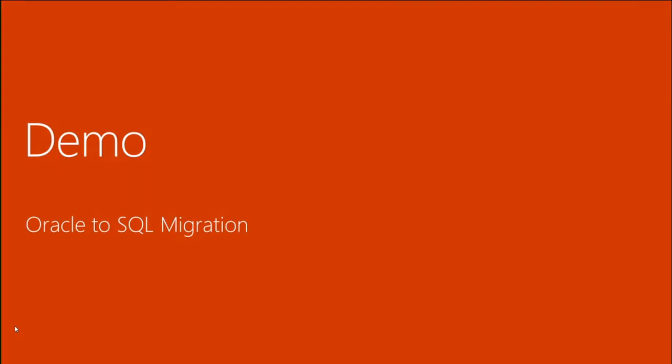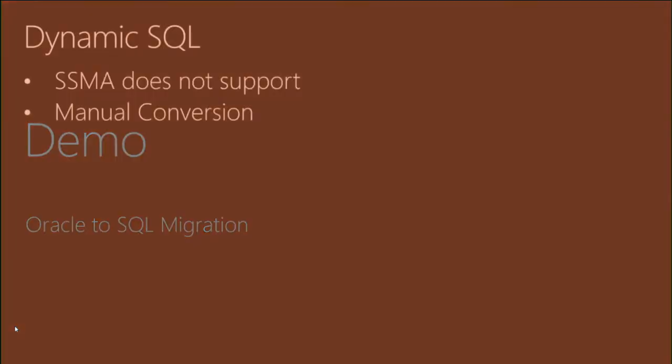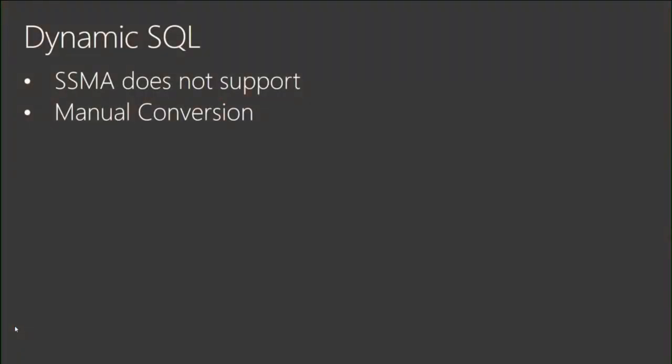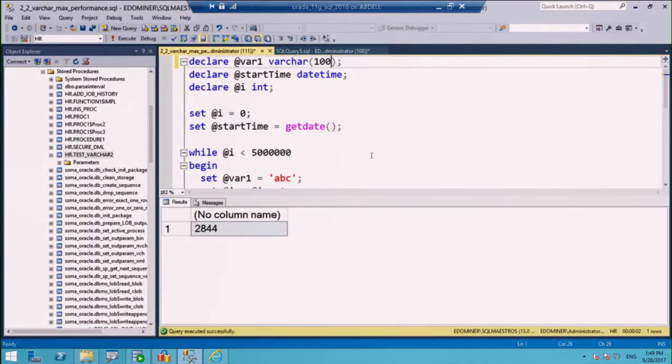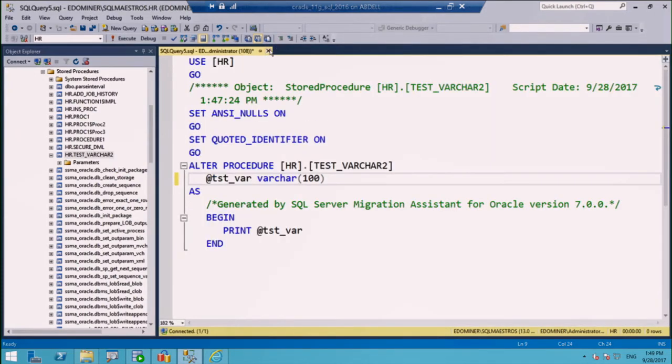So date time, interval data type, those are the manual things that you need to do, then we dealt with varchar. Next is dynamic SQL. Now SSMA obviously has no support for dynamic SQL, for the simple reason that the code is not known until runtime. So it will just comment it out, convert the execute immediate to an execute statement of SQL, and then you have to deal with it manually. Okay. So here is another demo for dynamic SQL.